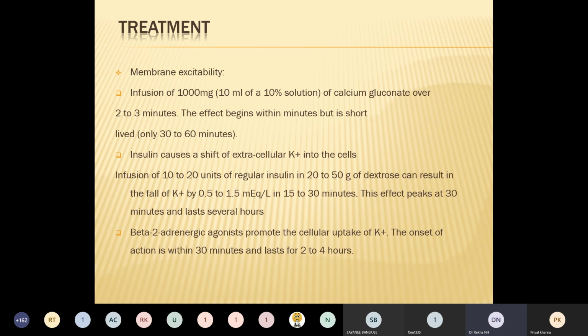Insulin causes a shift of potassium from the extracellular to the intracellular space. We infuse around 10 to 20 units of regular insulin with 20 to 50 grams of dextrose. It can cause a fall in potassium by 0.5 to 1.5 in 15 to 30 minutes. Even though the effect peaks at 30 minutes, it lasts for hours, whereas calcium gluconate lasts only 30 to 60 minutes.